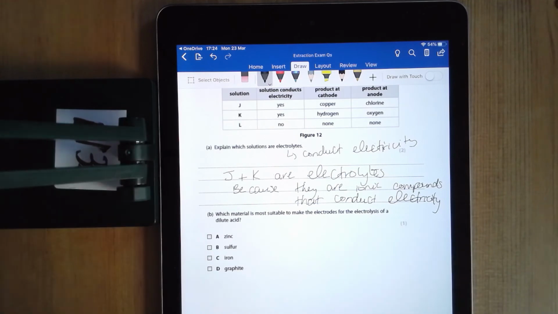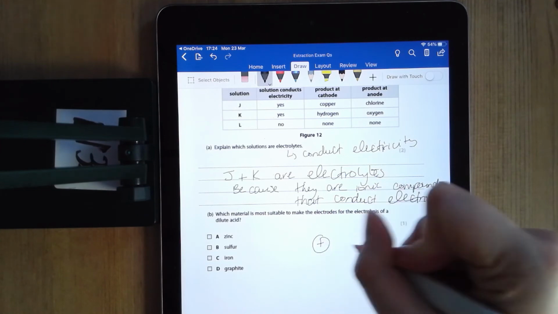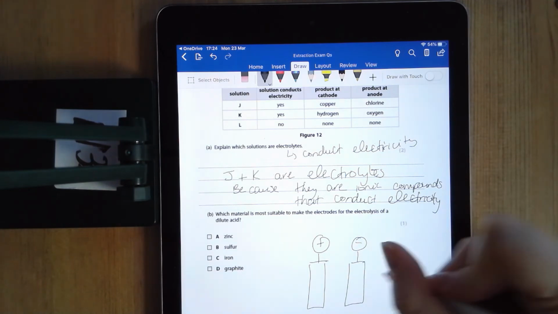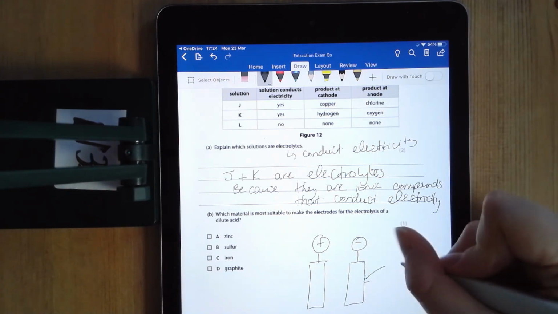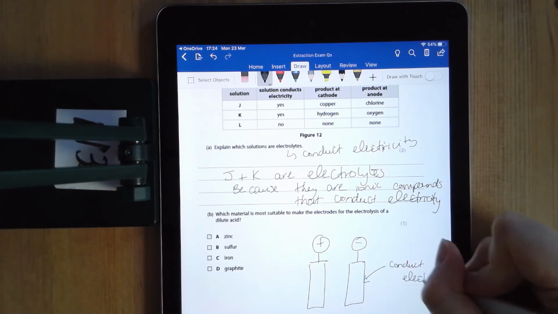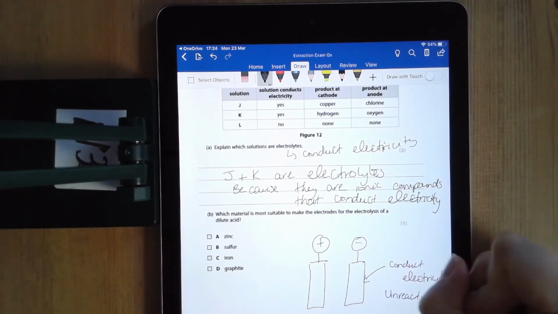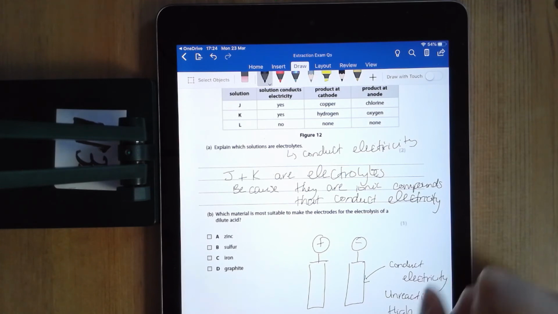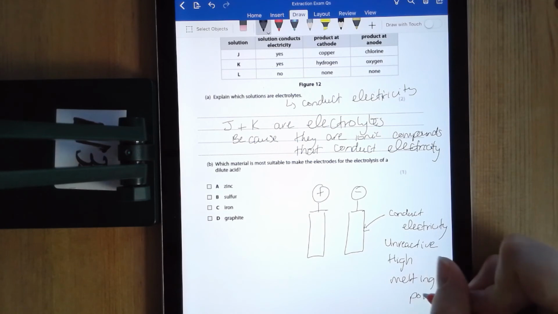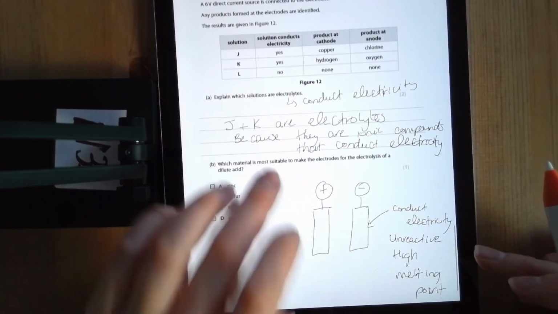Which material is most suitable to make the electrodes for the electrolysis of a dilute acid? We said that when you had your electrodes, so reminding you that these pieces of metal here are your electrodes. In order to be an electrode, there are 3 things that they had to be able to do. They had to be able to conduct electricity. They had to be inert, and inert means unreactive. And they have to have a high melting point because it gets very hot. It gets hot and you don't want them to melt and become a liquid. So that's the criteria for an electrode.